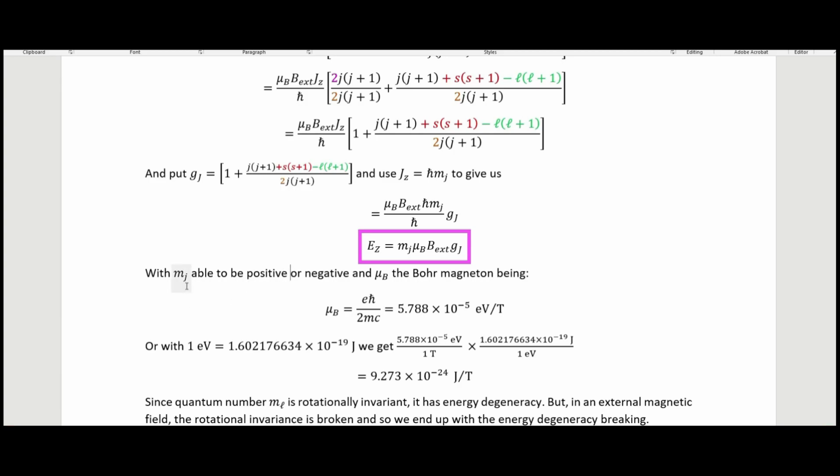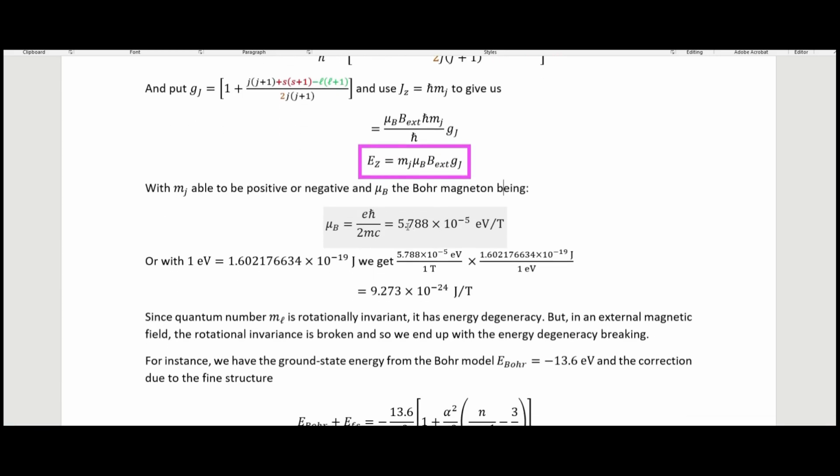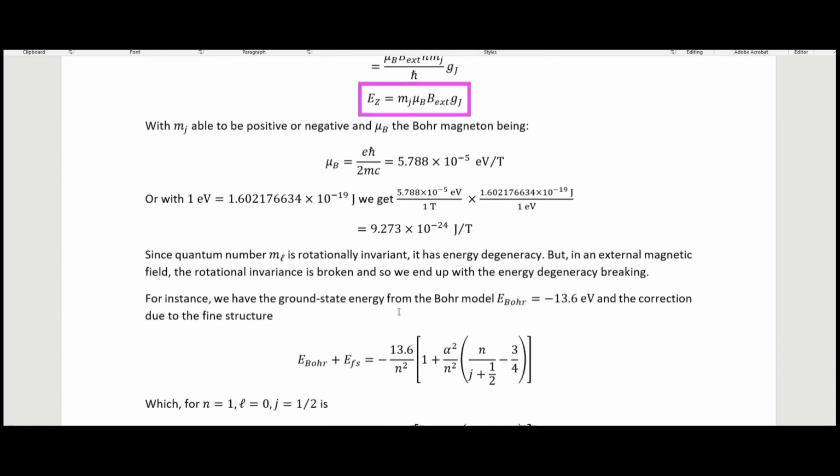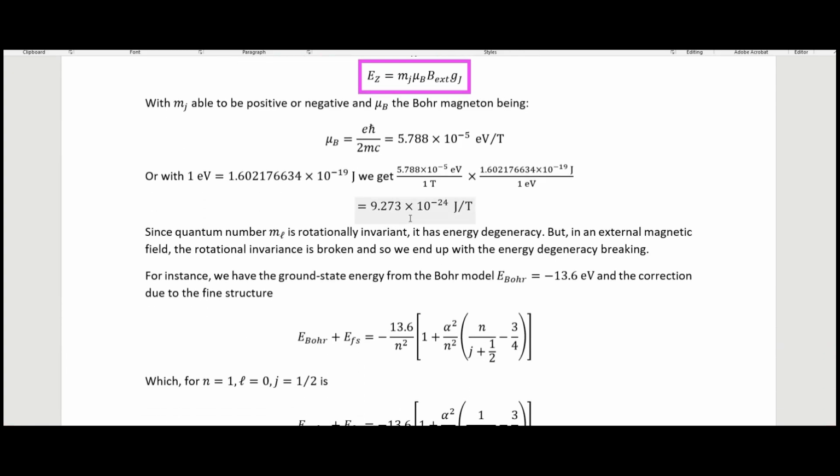And so the M sub J can be positive or negative, and as I said, this mu sub B is our Bohr magneton. When we actually calculate this out, we end up with 5.788 times 10 to the negative 5 electron volts per Tesla, or we can put that in terms of joules. So we end up with 9.273 times 10 to the negative 24 joules per Tesla.